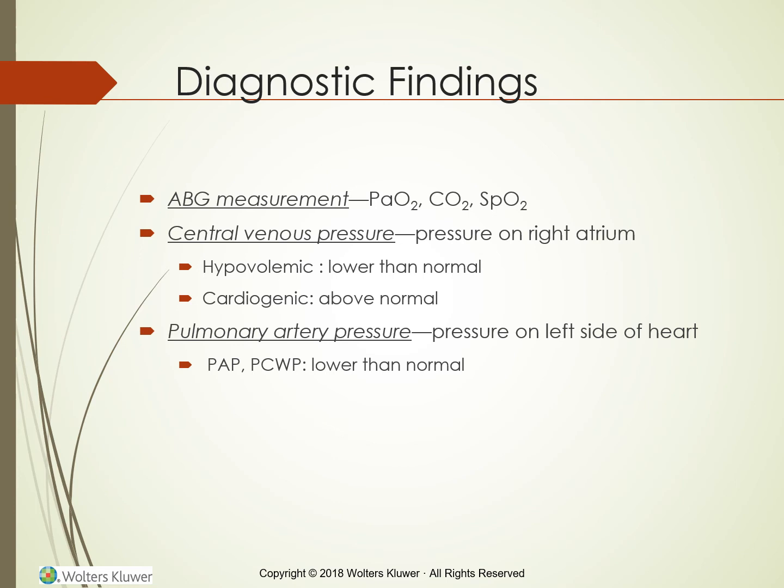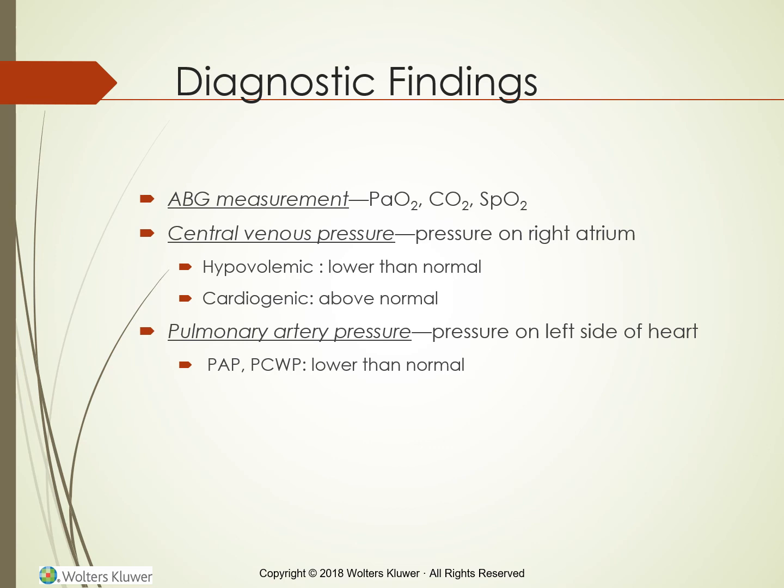In hypovolemic shock, the CVP is lower than normal owing to a low blood volume. In cardiogenic shock it is usually above normal because there is venous congestion due to low cardiac output. The trend in CVP measurements is more helpful than isolated readings.